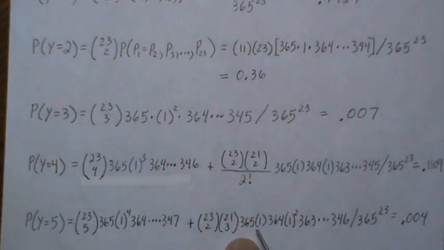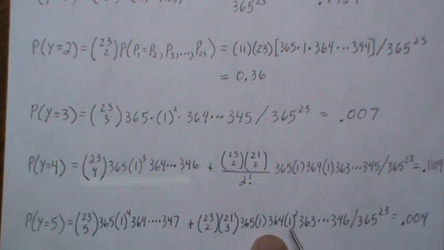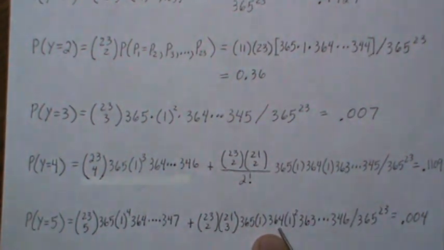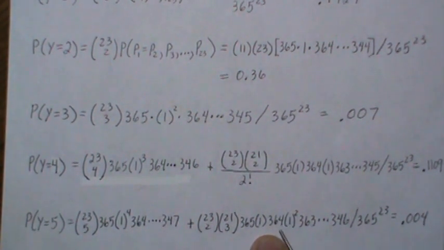The first one is 365, next one has to match. The third person, there's 364 choices, but then the next 2 have to match. And then that's 363, 362, all the way down to 364. And that probability is 0.004.